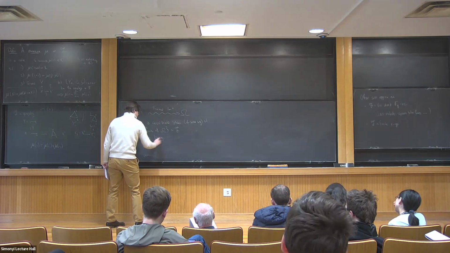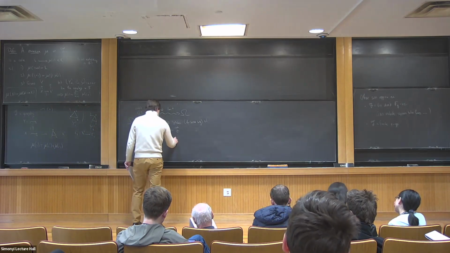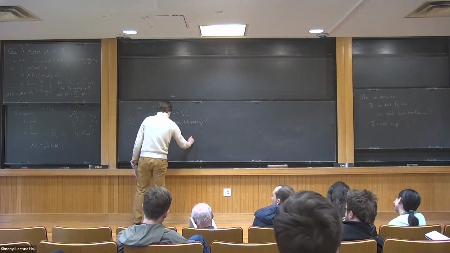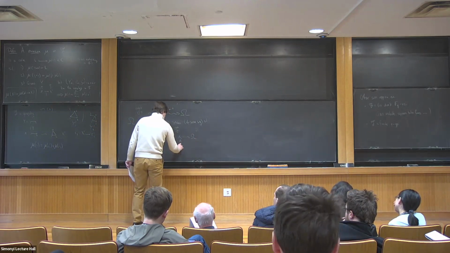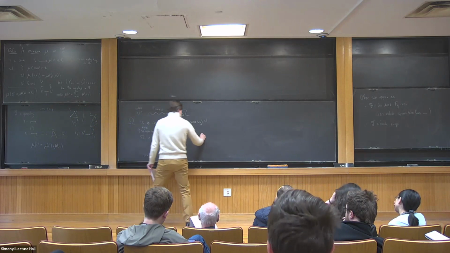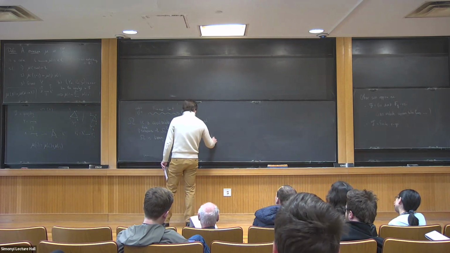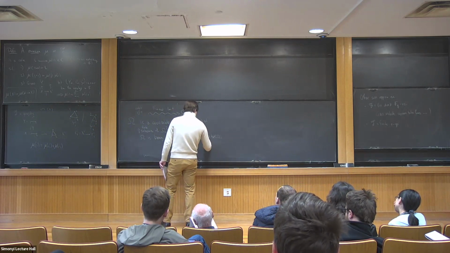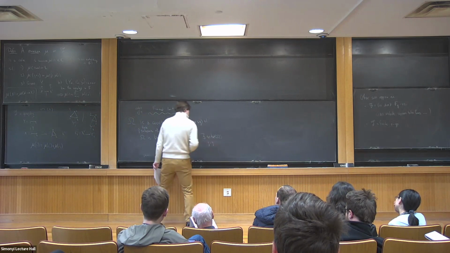Let me just recall the definition. This means that if we have embeddings I and J of some finite structure X into omega, where X is living in F, then there exists an automorphism G of our omega such that J is G composed with I.